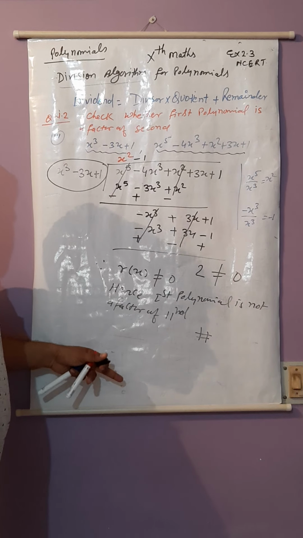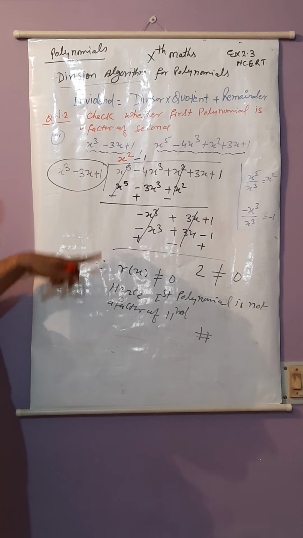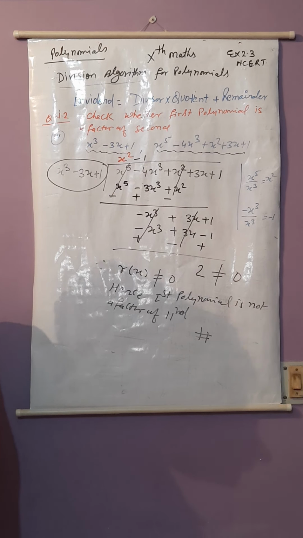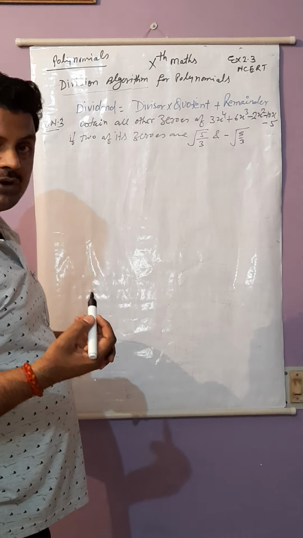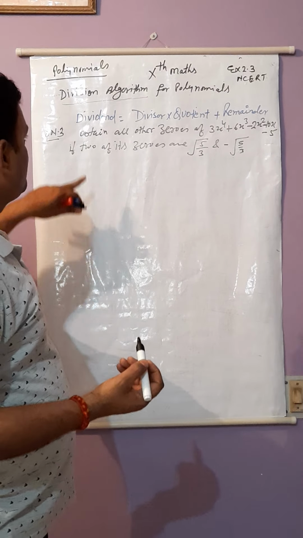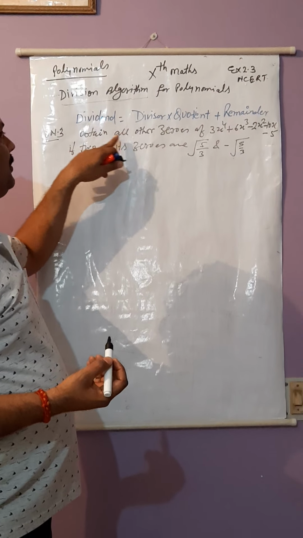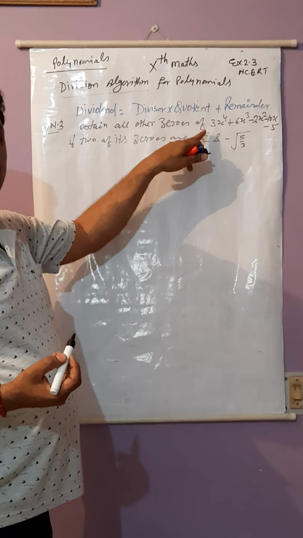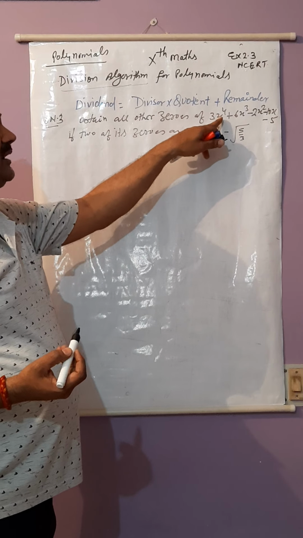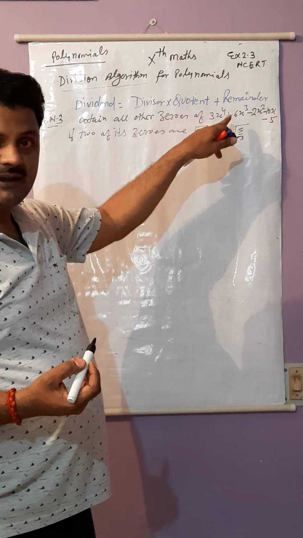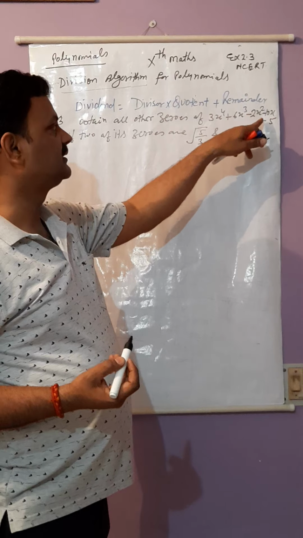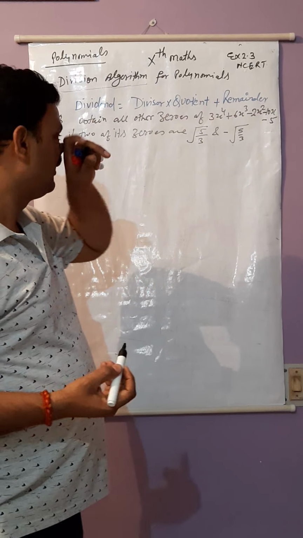Take another question. So this is clear to each one of you. For question number 3, what is given in the question? Obtain all other zeros of 3x power 4 plus 6x cube minus 2x square minus 10x minus 5.